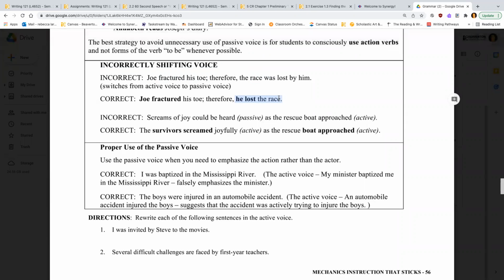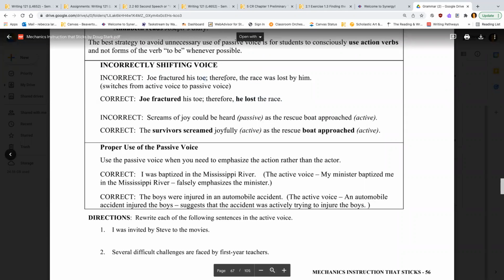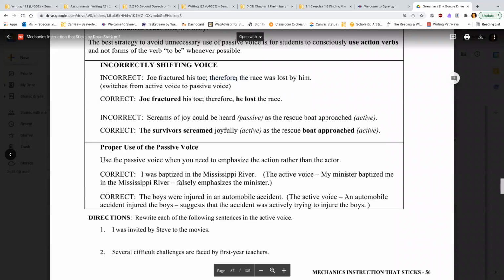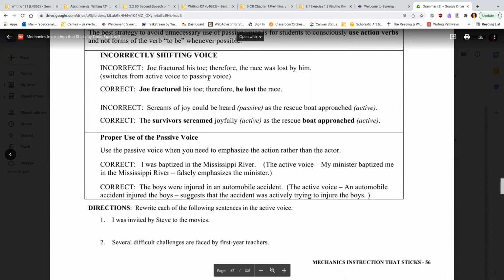I also just want to take a note and point out the punctuation here, because some of you are still struggling with this, where we have "Joe fractured his toe," semicolon, "therefore," comma, "the race was lost by him." When you have two sentences combined, this is a compound sentence, right? We're using our semicolon, but we have a transition word, comma. Oftentimes students just like to use two commas there, one before and one after, but that is not an interrupter here. It's a transition word. So that's why the difference. You can interrupt with "however," but sometimes when you use "however," you need the semicolon. But of course, I never encourage you to use the word "however," because that's one of our dirty dozen words.